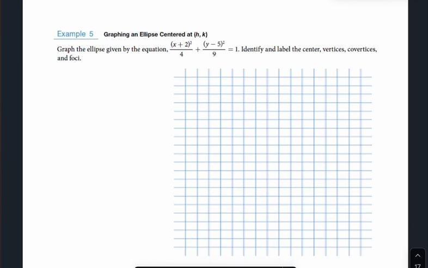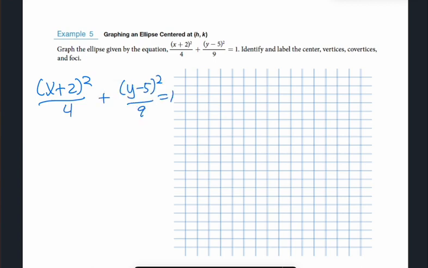Okay, now here is one. It's already equal to 1, so we don't have to worry about putting it in a standard form. Let me write it a little bit larger over here to the side so we can see it. So how do I know when it's an ellipse? Well, I have the x squared plus the y squared equals 1. That's indicating that it's an ellipse in standard form. Now, to make it a little nicer so we see those a and b pop out at us, let's rewrite that as x plus 2 squared over 2 squared, and y minus 5 squared over 3 squared equals 1.